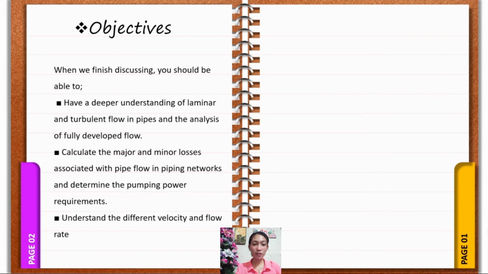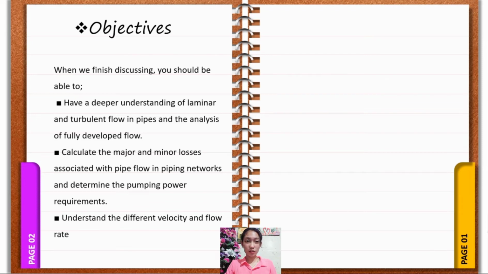But before we start, let's have first our objectives. When we finish discussing, you should be able to have a deeper understanding of laminar and turbulent flow in pipes and the analysis of fully developed flow. Second, calculate the major and minor losses associated with pipe flow in piping networks and determine the pumping power requirements. Third is understand its different velocity and flow rate.